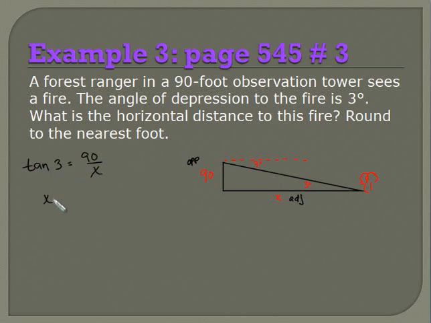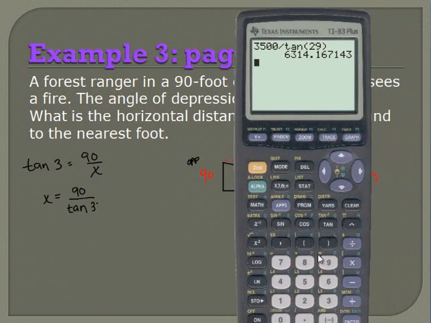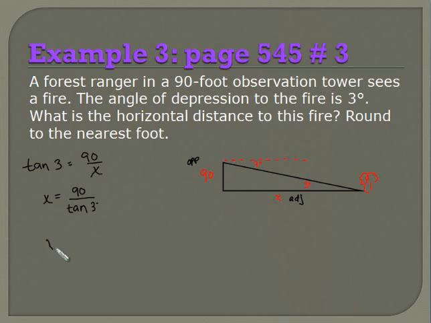I'm not going to show all the work here, but from the previous problem, we know that if we have x in the denominator, we just take our opposite side and divide it by the tangent of the angle. So we can put that in the calculator: 90 divided by the tangent of 3. That means that the ranger is 1,717 feet away from the fire.